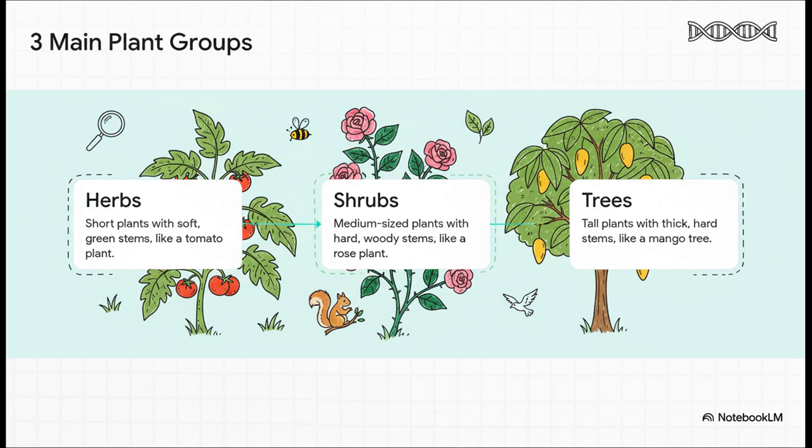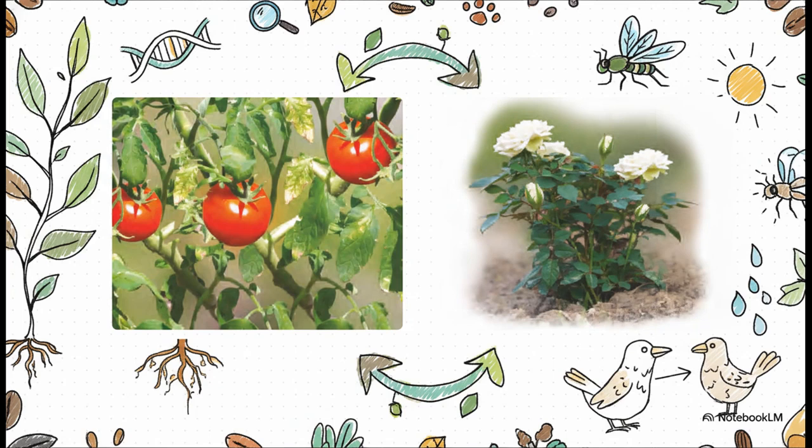First, we have herbs. They're short with soft green stems, just like a tomato plant. Then we have shrubs, which are kind of medium-sized with hard, woody stems, like a beautiful rose plant. And finally, the giants. Trees. Tall with thick, hard stems like a yummy mango tree. Simple, right? And here you can see it perfectly. On the left, there's the tomato plant, that's our herb, and on the right, the rose plant, our shrub. You can so clearly see the difference in their size and their stems, can't you?